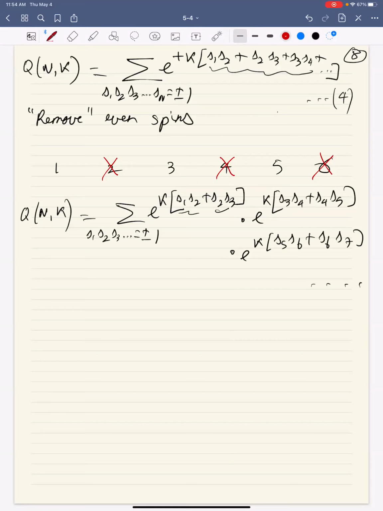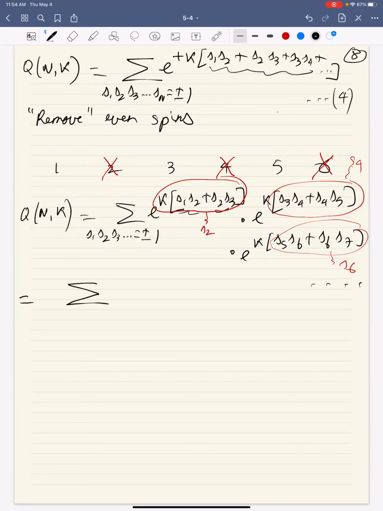But notice something interesting that has happened. S2 shows up only here, right? S4 shows up only here. S6 shows up only here, right? So now we can do something interesting, which is to think about this summation in two different parts. We will write it as a summation over S1, S3, S5, S7 going to plus or minus 1, and an inner summation over S2, S4, S6 going to plus or minus 1.